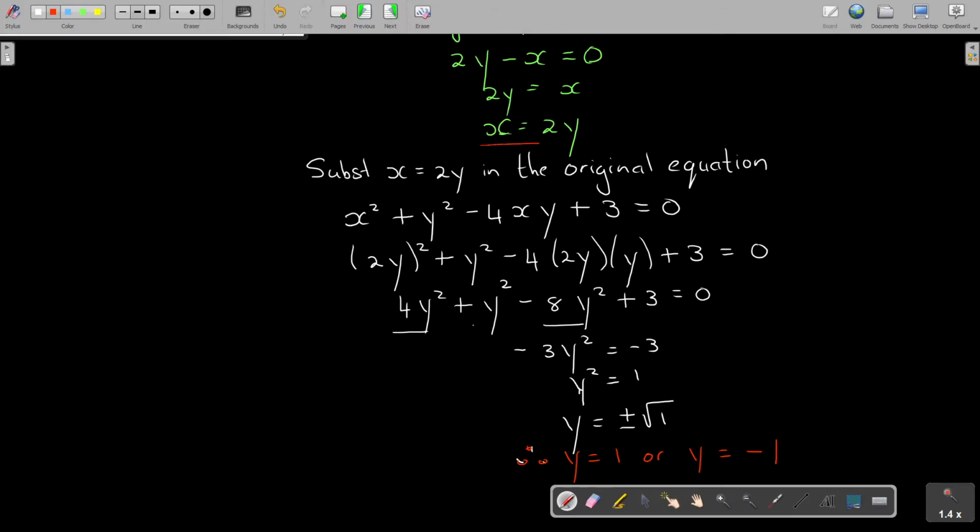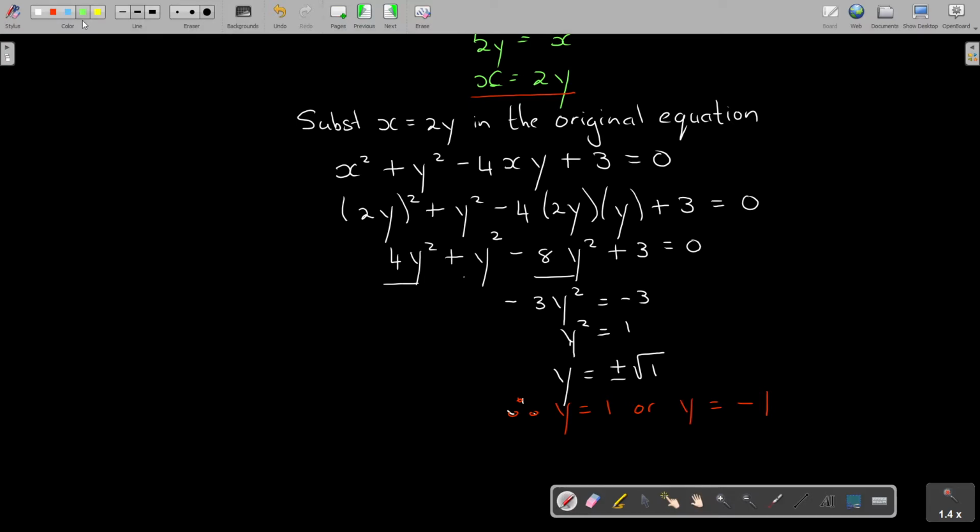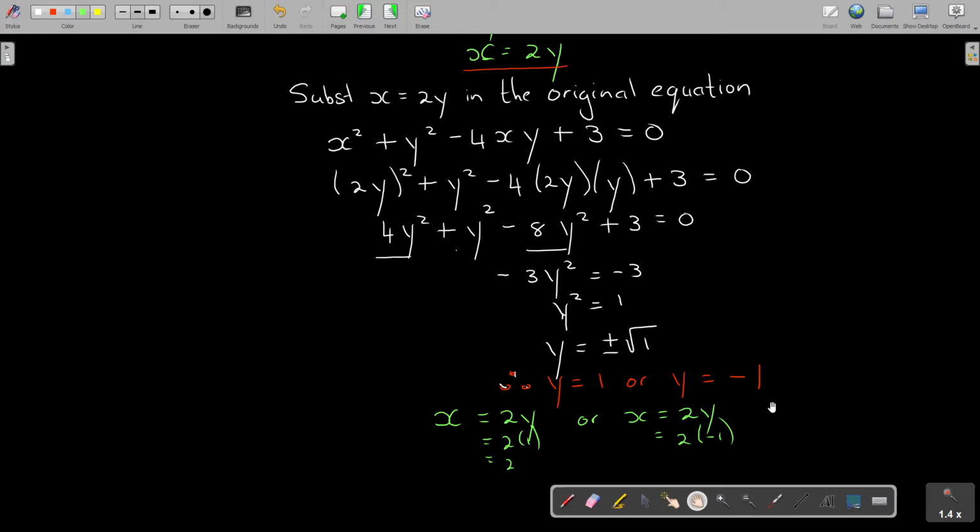That then, don't forget, I still have to substitute there. So I say x equals 2y, so it's 2 times 1, which is 2, or x equals 2y, 2 times negative 1, which is negative 2.